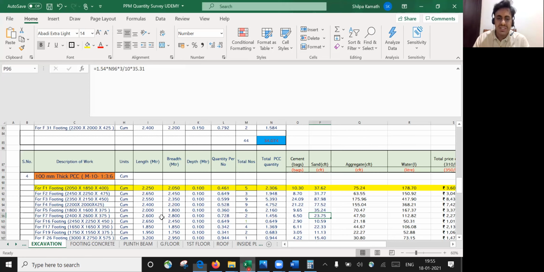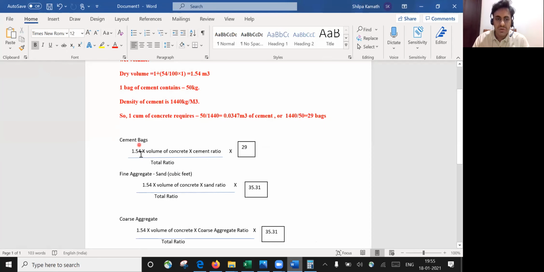So for our understanding, I'll take the grade as M10 here, and the ratio of M10 is 1 is to 3 is to 6. Now going back to the formula, 1.54 into volume of concrete, 2.3, into what is the cement ratio in 1 is to 3 is to 6. 1 is cement, 3 is sand, and 6 is aggregate. So the cement ratio will be 1 divided by the total ratio. The total ratio is 1 plus 3 plus 6. 6 plus 3 is 9, 9 plus 1 is 10. So divide it by 10 and then multiply this by 29, because we have seen that in 1 cubic meter we require 29 cement bags. So that is why this conversion factor is put up.